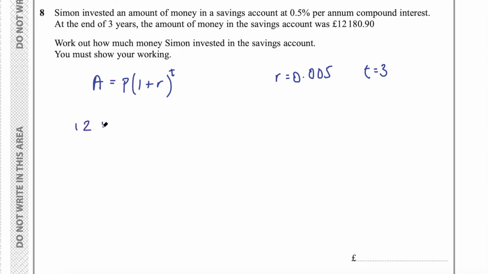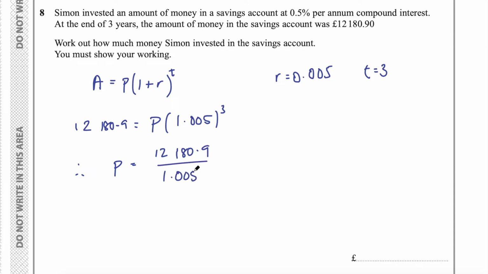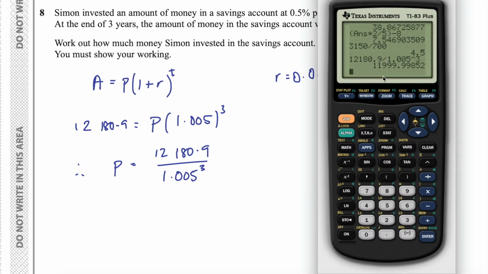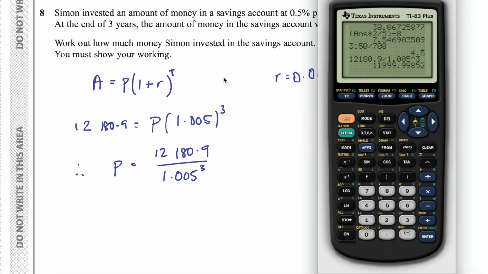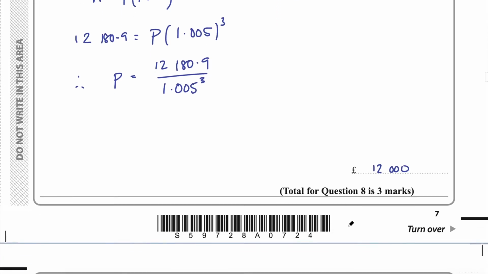So this is going to be 12,180.9 equals P bracket 1.005, so I've just added those together, to the power of 3. Therefore, P equals 12,180.9 divided by 1.005 to the power of 3. Then I just need to put that into my calculator, and that gives me an answer of 11,999.99852. And I'm actually going to round that to 12,000. And the mark scheme also says 12,000. So I'm not sure why that is. It doesn't say anything about rounding off in the answer, but there you go. 12,000 for the answer there, and that was question 8 for 3 marks.